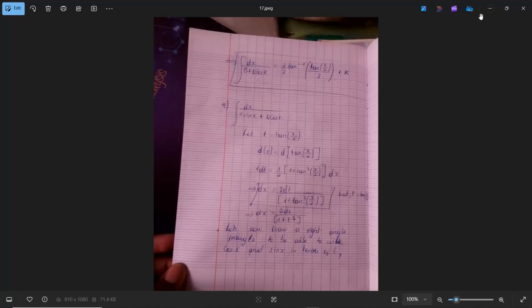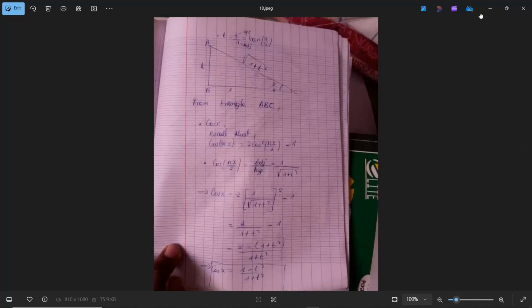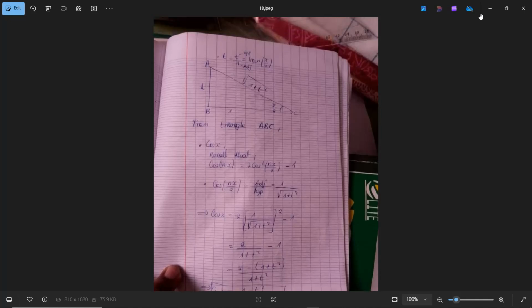There is a small thing I want to mention here. Look at what you wrote here. You were finding cos x naturally. You said recall cos nx equals 2 cos square nx minus 1. Very correct. But here you wrote cos nx equals adjacent over hypotenuse, which is 1 over the square root of 1 plus t square. It is not cos nx, it is cos x on 2 from your triangle. What you are supposed to do here, after writing this formula, let me go to a sheet of paper.